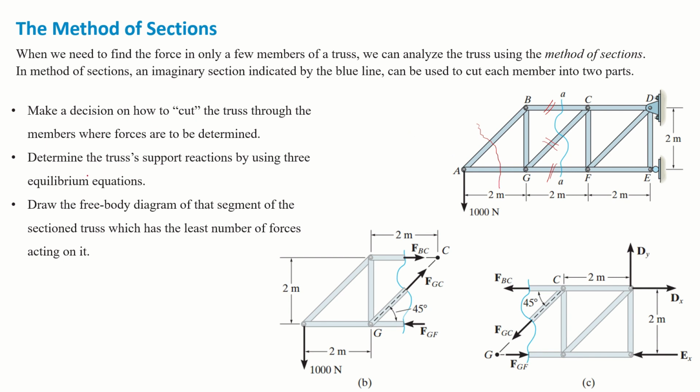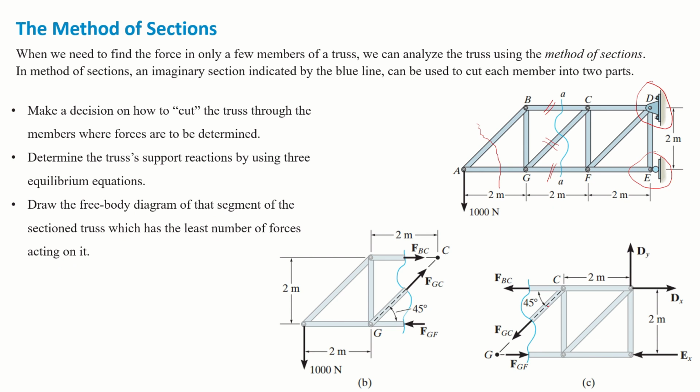So the second point is to determine the truss support reactions by using three equilibrium equations. These are the two supports, and we need to find reaction forces at these two supports by using three equilibrium equations. And the third step is to draw the free body diagram of that segment of the sectioned truss which has the least number of forces acting on it.